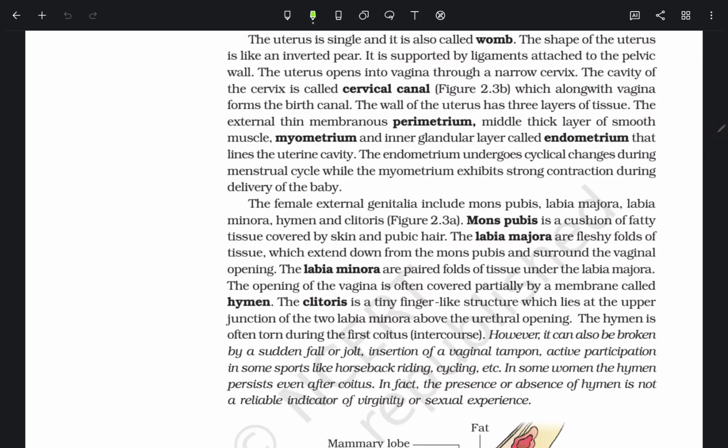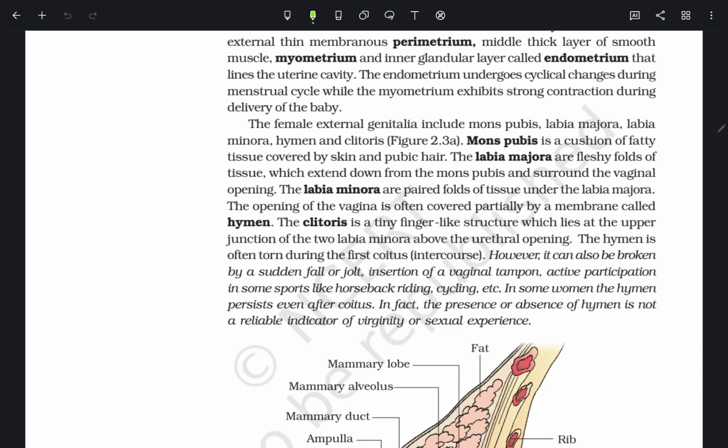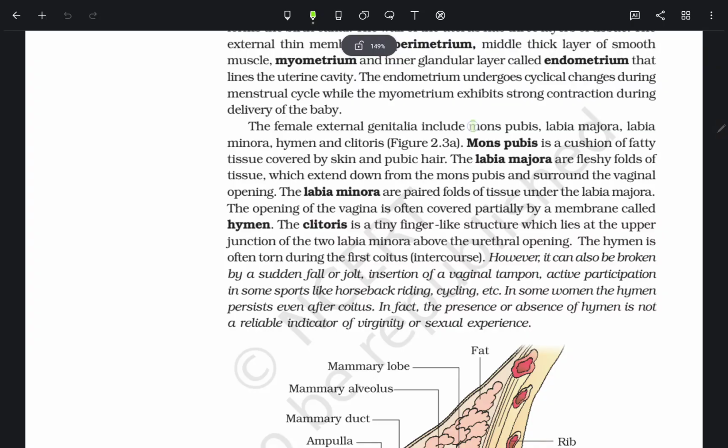The endometrium undergoes cyclical changes during the menstrual cycle, while the myometrium exhibits strong contraction during delivery of the baby. The female external genitalia include mons pubis, labia majora, labia minora, hymen, and clitoris.